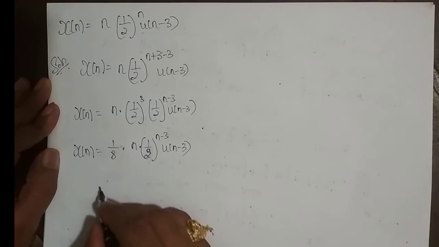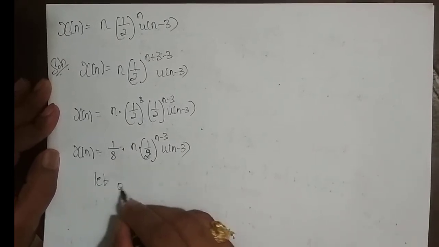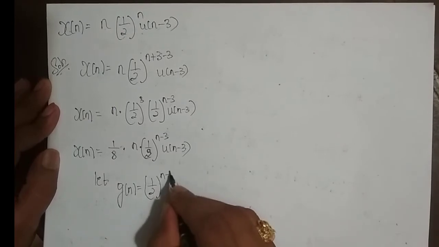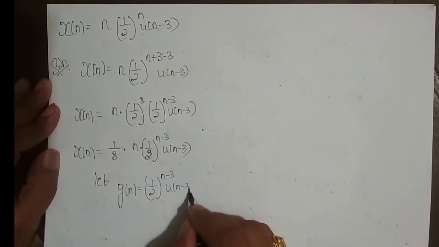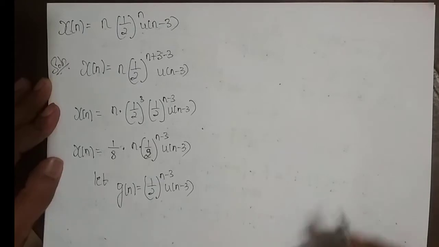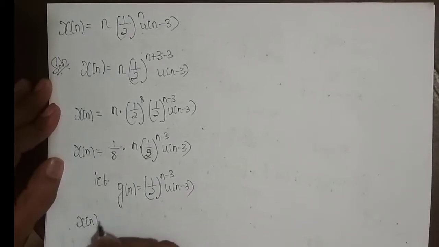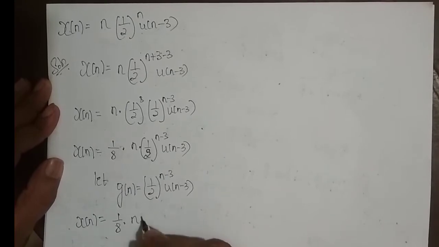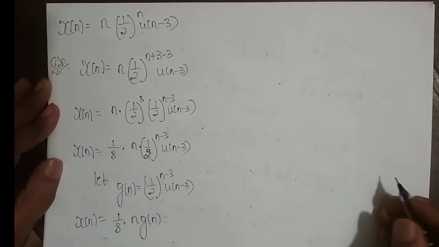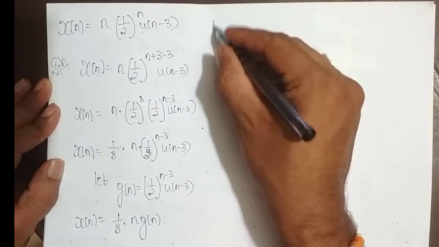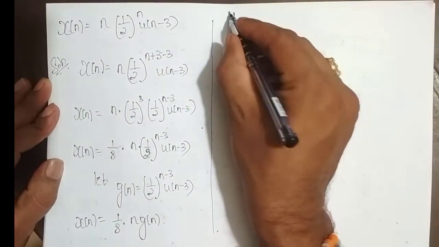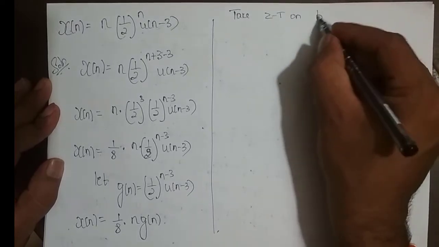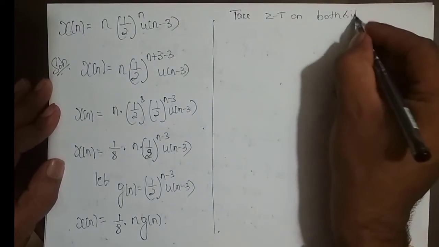Fine. Now I will let g of n is equal to 1 by 2 power n minus 3 into u of n minus 3. Fine. So what do I get? x of n is equal to 1 by 8 into n into g of n, right? Okay, so if I take Z transform on both sides, what do I get?